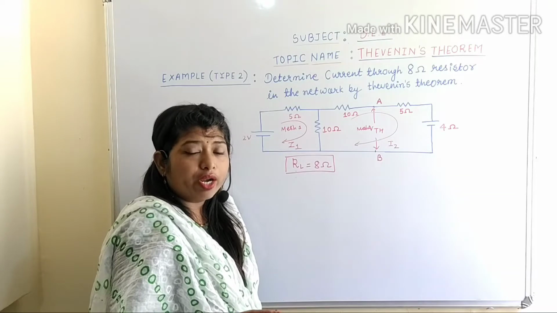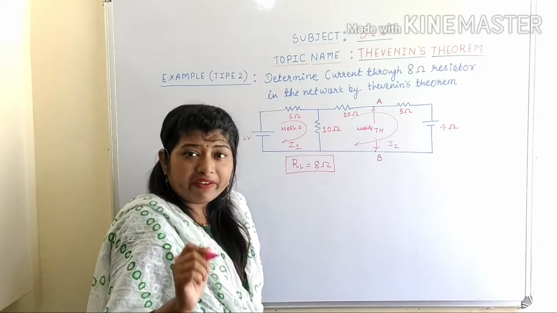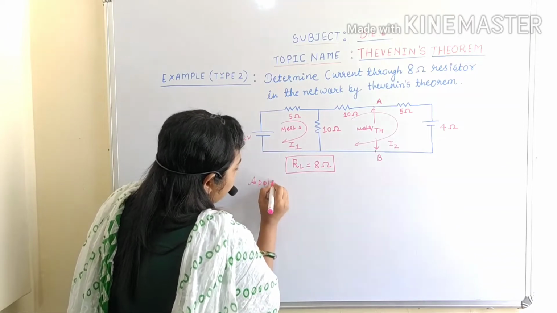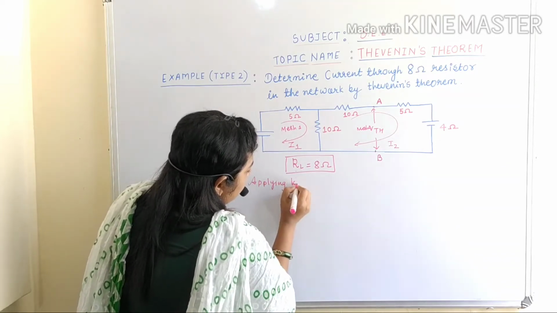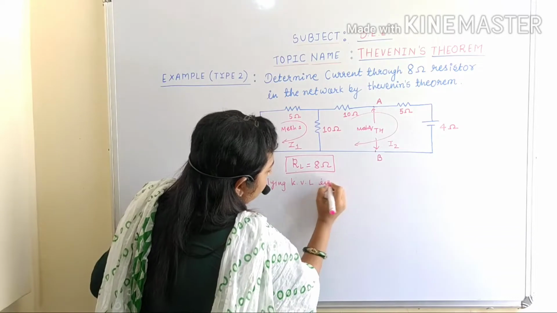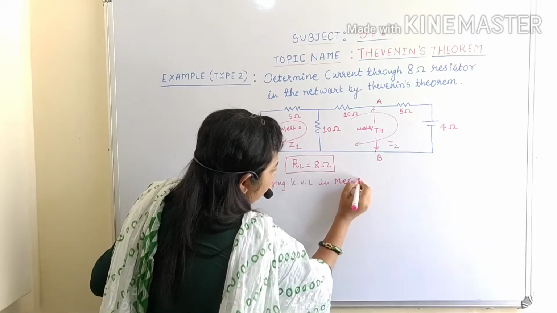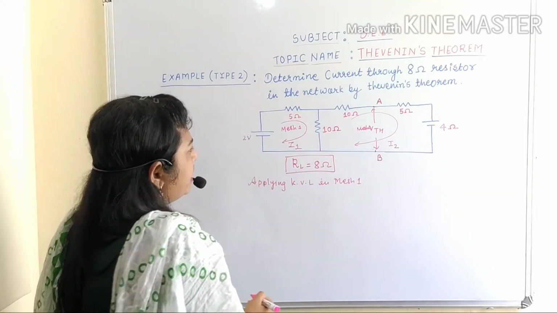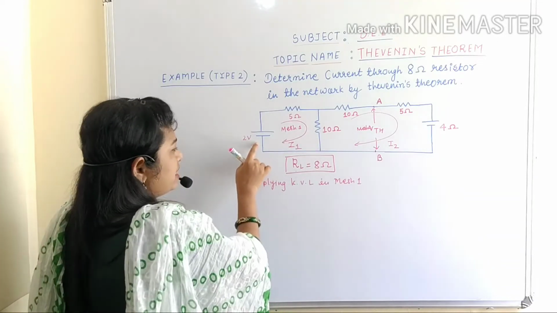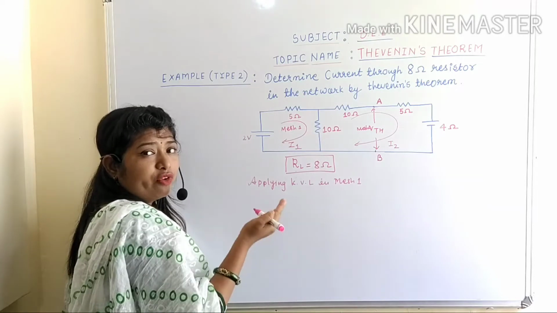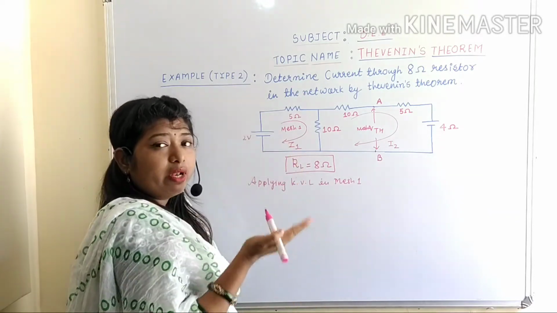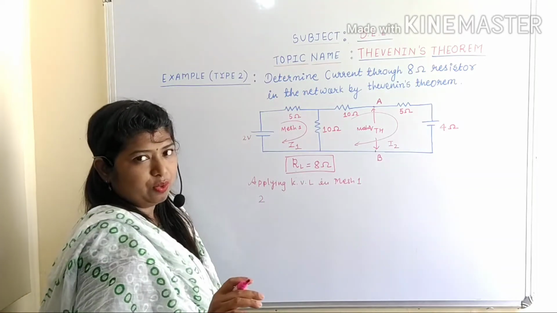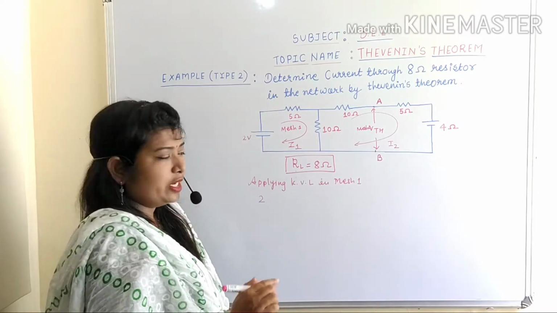Next procedure is what? You have to apply KVL in mesh 1. So applying KVL, that is Kirchhoff's voltage law, in mesh 1. Now you can easily apply KVL in mesh 1. As per the second sign convention, if we go from negative to positive, there will be rise in potential and the EMF assigned is always positive.